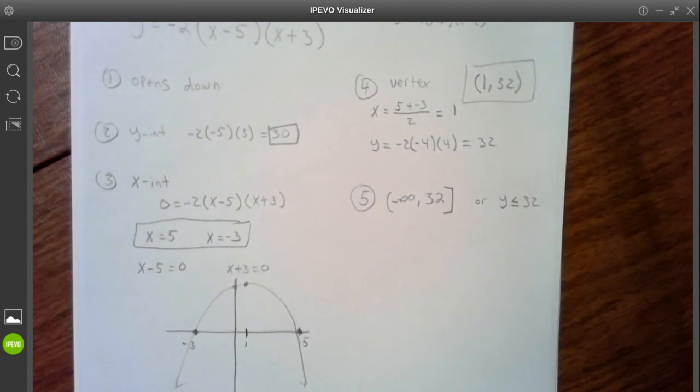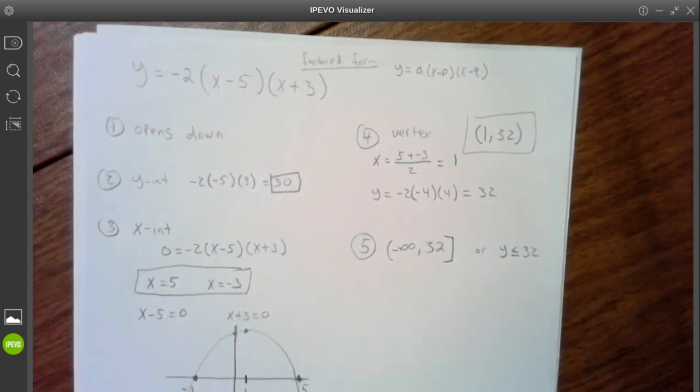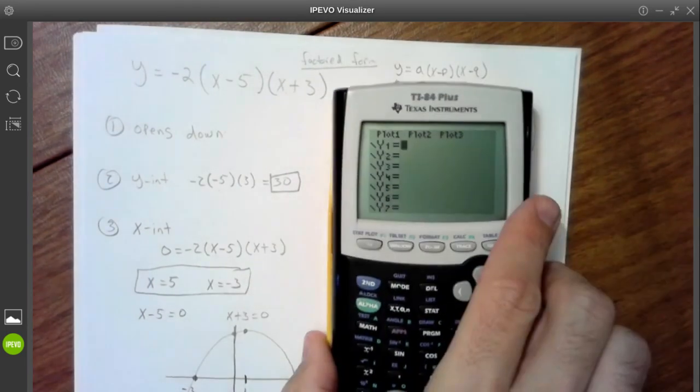All right, a lot of information, right? But the bulk of it is just knowing what the intercepts are. That's 9 times out of 10. That's the kind of stuff that they'll ask you, what's the x-intercept, if they're giving you something in vertex form or factored form. Now, if you want to figure this stuff out with your graphing calculator, I'll do that here.